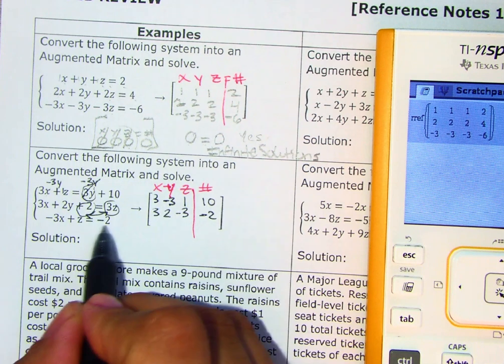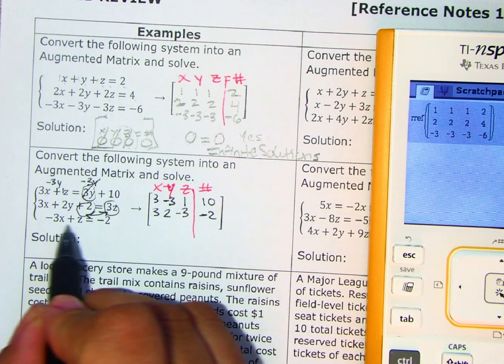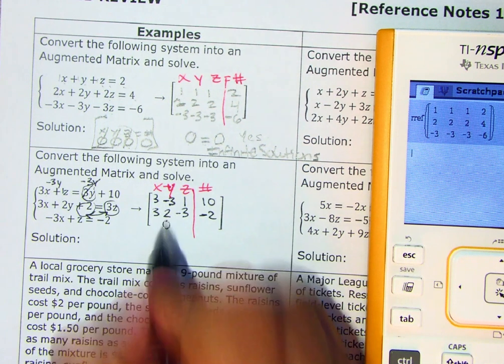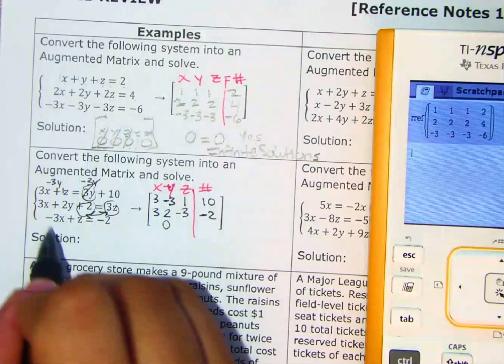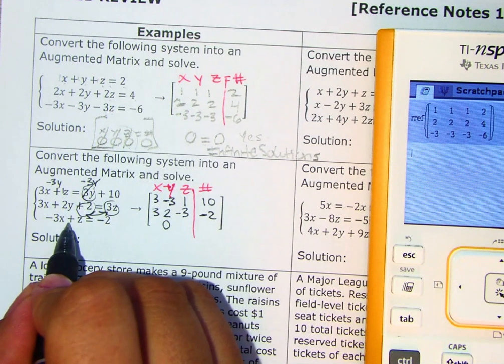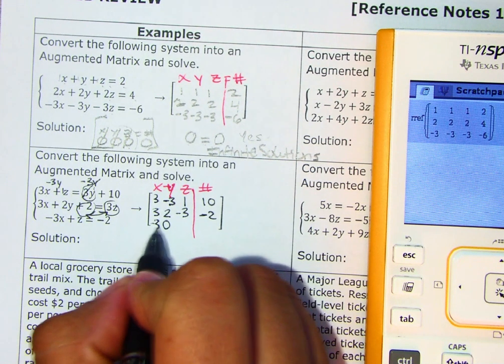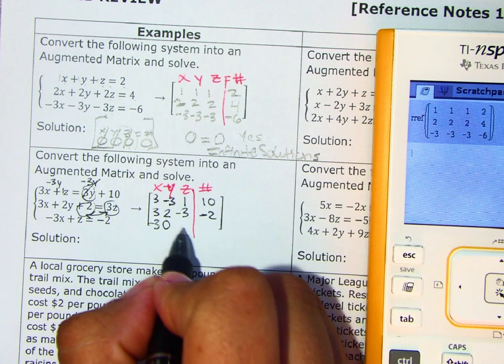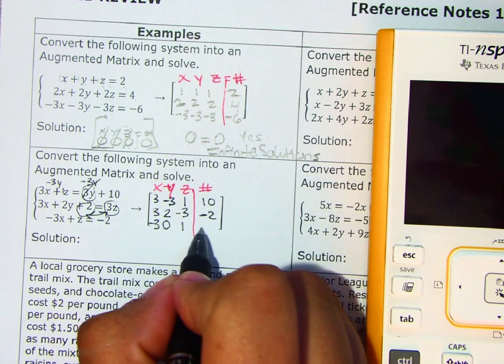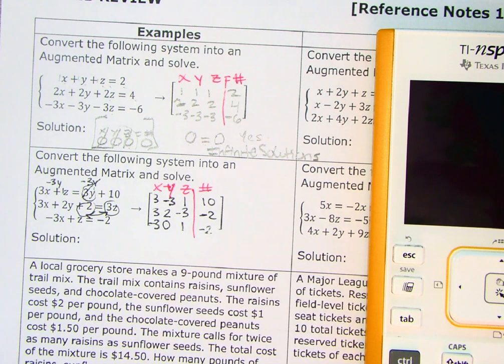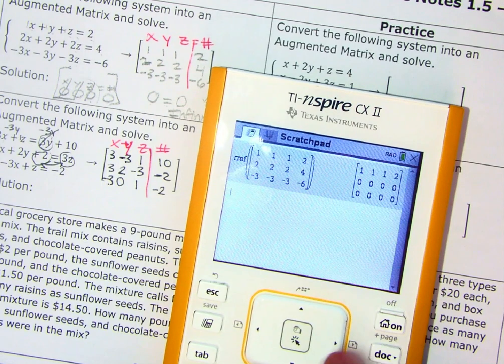On the last equation, we notice that we don't have a y value, so for y we're going to put 0. X and z are on the left side already, so we just place those where they go: negative 3 for x, 1 for z, and then negative 2 for the number. So now that is the augmented matrix. Let's now solve it using the calculator.